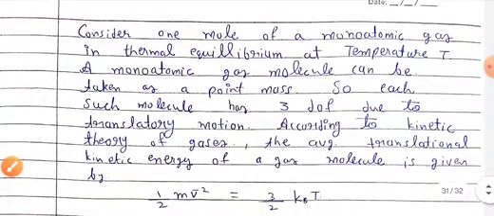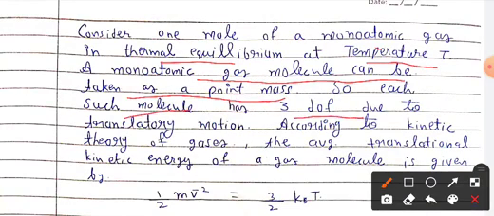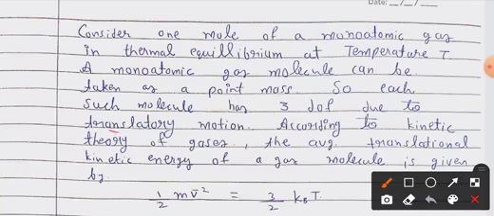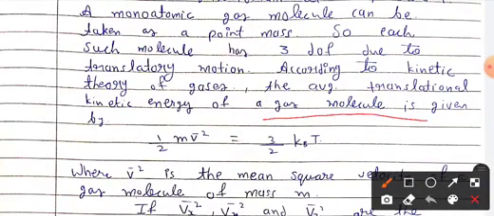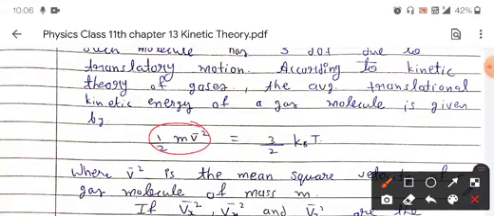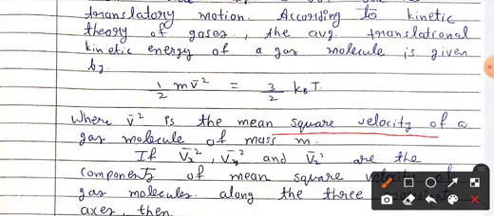So consider one molecule of a monoatomic gas in thermal equilibrium at temperature T. A monoatomic gas molecule can be taken as a point mass. So each such molecule has 3 degrees of freedom. We know that for a monoatomic gas the degree of freedom is 3 due to the translatory motion only. So according to the kinetic theory of gas, the average translational kinetic energy of a gas molecule, which we have derived, is half m v bar square equals 3 by 2 kBT, where v bar square is the mean square velocity of a gas molecule of mass m.